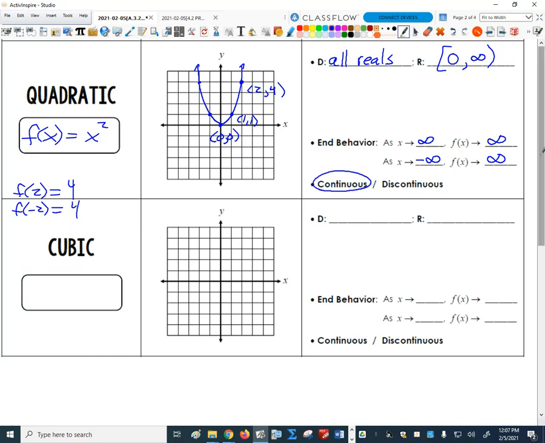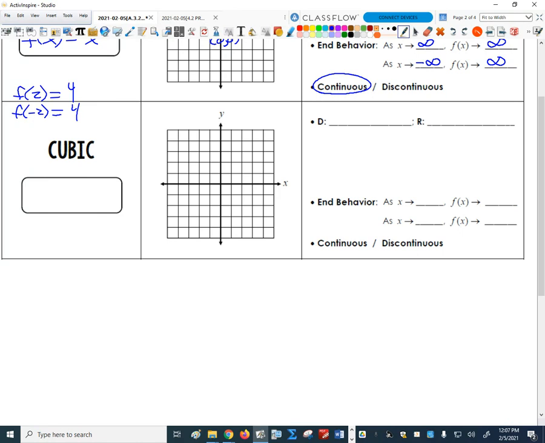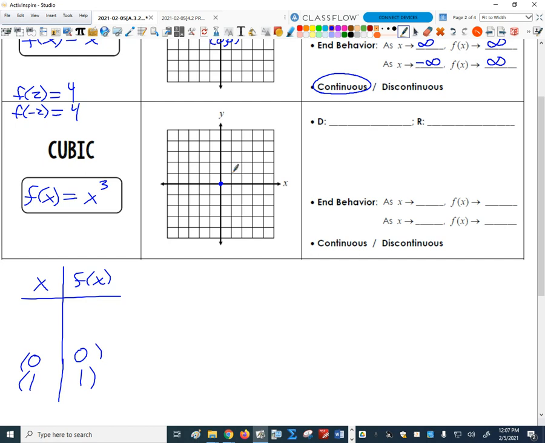Okay, next one is what we call a cubic function, parent graph. That's going to be f of x equals x cubed. So let's just make a little t-table to get some points on this one, right? If x equals 0, well, 0 cubed is just 0, right? So it goes through the origin. What if we pick 1? 1 cubed is 1, right? So we get the point 1, 1, over 1 up 1.